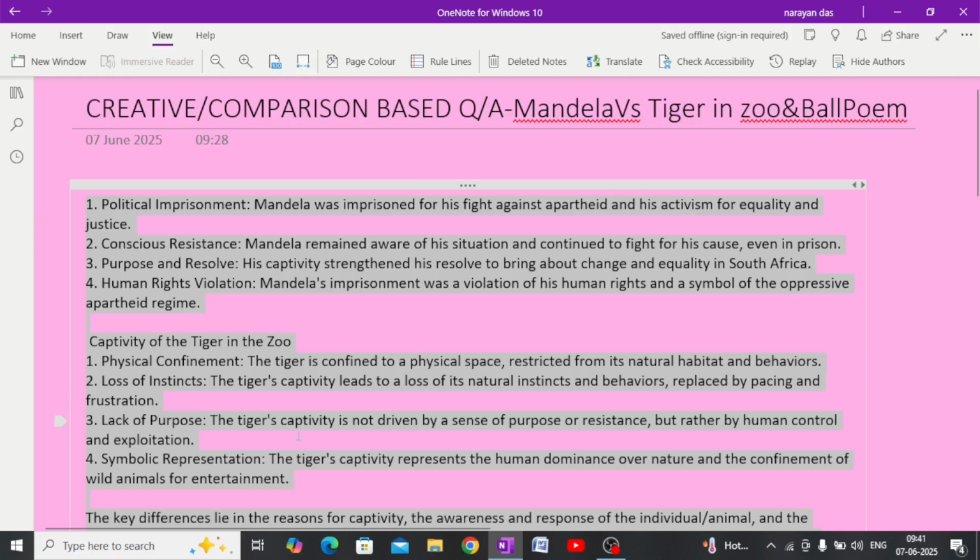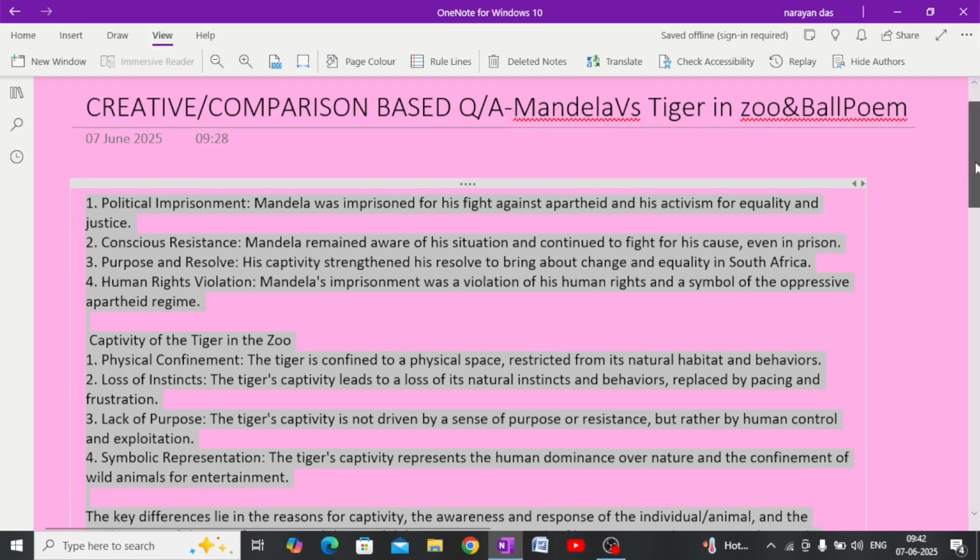Lack of purpose. The tiger's activity is not driven by a sense of purpose or resistance, but rather by human control. The tiger in the zoo accepts his captivity and does not do anything, and he is under the control of human power. But as you see, Nelson Mandela, even being in the prison, continues his struggle for freedom of his country against the white rulers. Symbolic representation. The tiger's captivity represents the human dominance over nature and confinement of wild animals for entertainment.